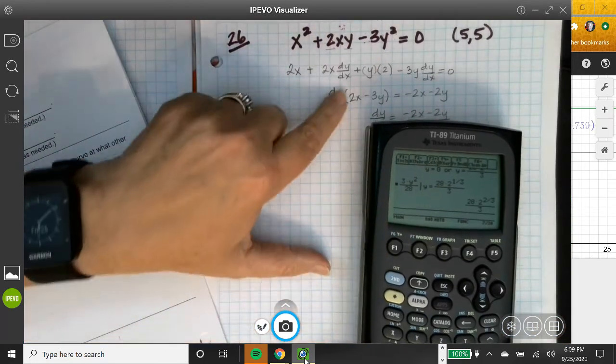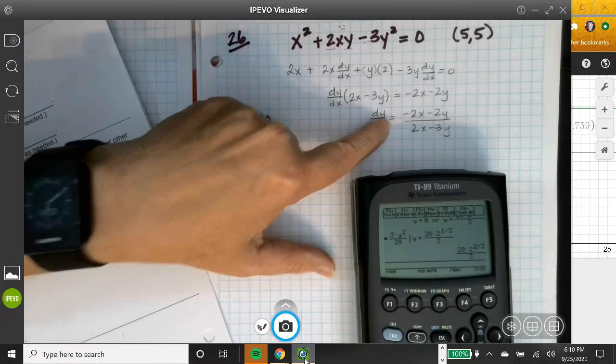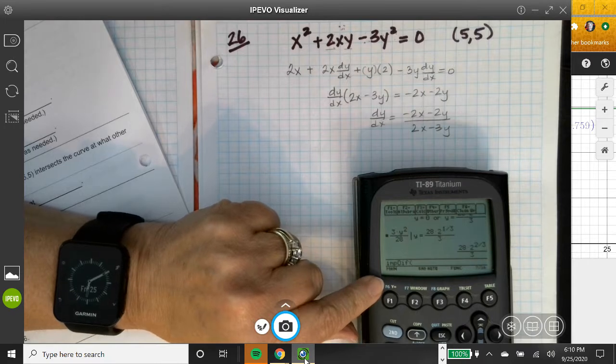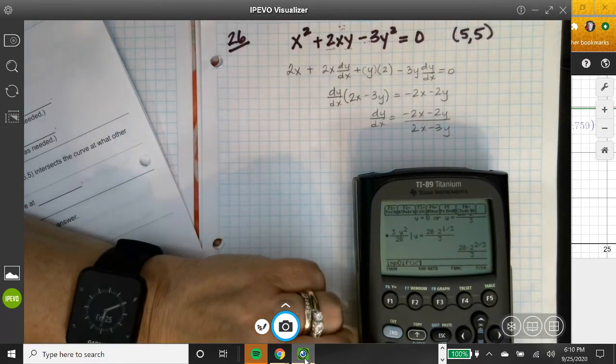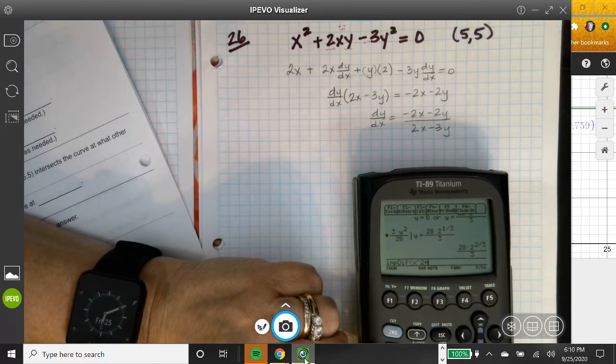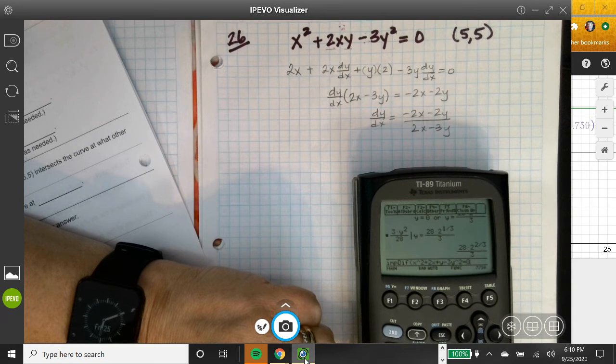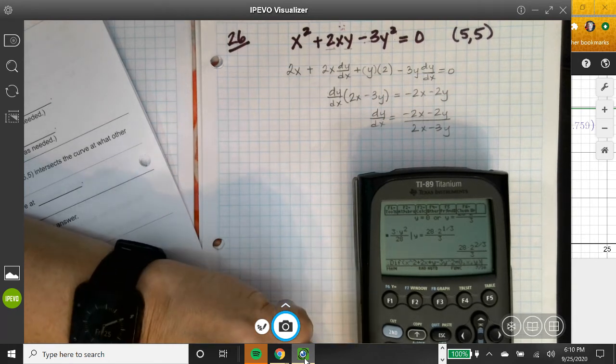All right, so just for verification's sake, I'm going to check this out to make sure we're right before we keep going. I can get F3, implicit differentiation, and I'm going to type in x to the second plus 2x times y minus 3y to the second equals 0, comma x comma y close.